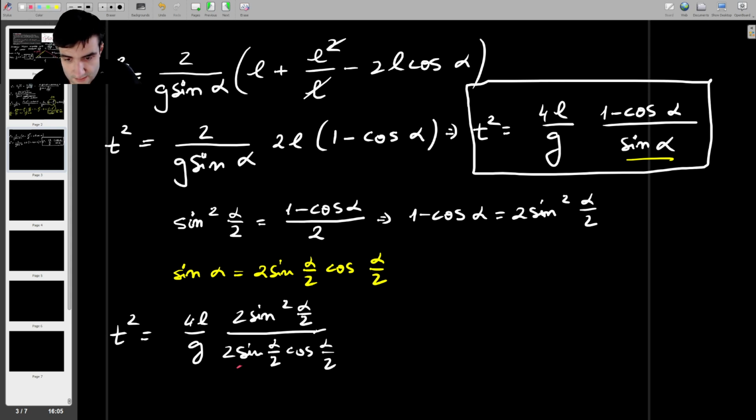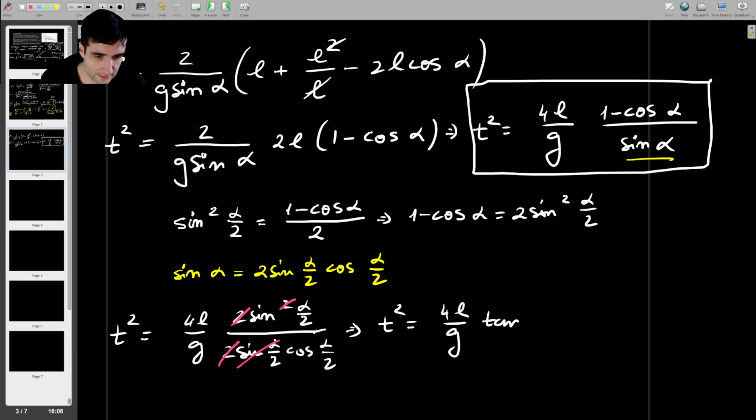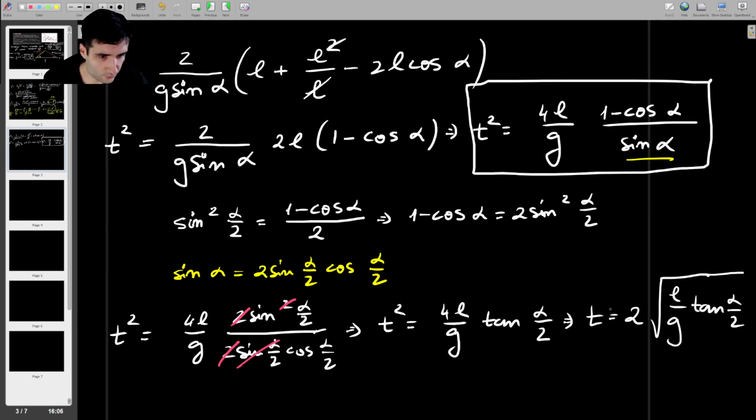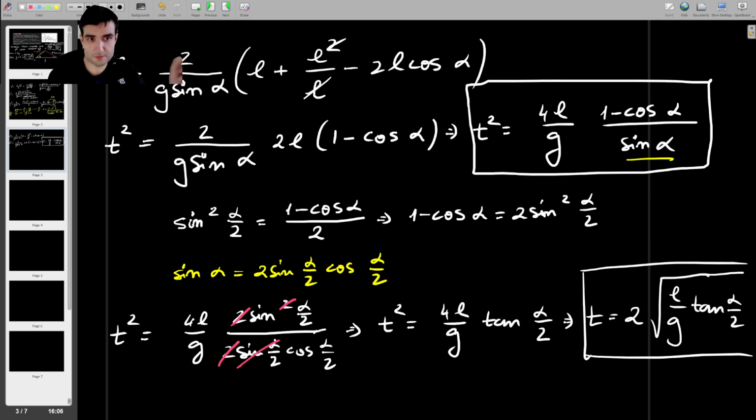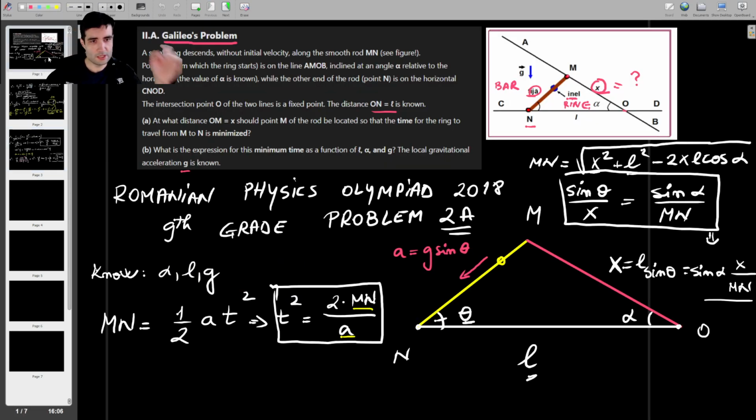We can cancel out a sine like this. We can cancel out the 2's. So we end up with t squared equals 4L over g, and then we have sine over cosine, which is tan of alpha over 2, which is, yeah, a bit more simplified, I guess. So the time is going to be equal to 2 square root of L over g tan alpha over 2, and that's the minimum time, which again corresponds to this triangle MNO being isosceles, with the unknown length x being equal to L itself. And that's the end of the question.